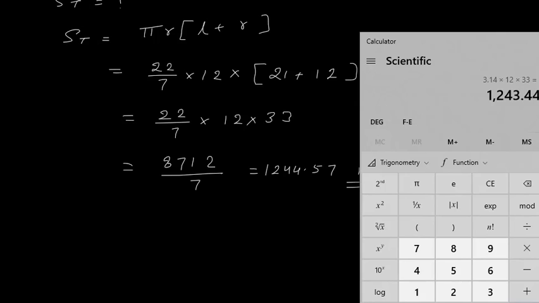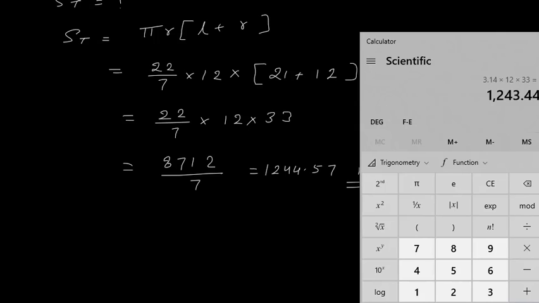Okay, so when you use 3.14 at the initial stage, what happens in calculation? As you are not considering other digits, your answer is not near to the correct answer. Actually, this answer is also not correct. It is approximate one, 1244.57. Actually, the value is 1244.57 and something. But we have taken 1244.57. This is more close to the correct value rather than 1243.44.